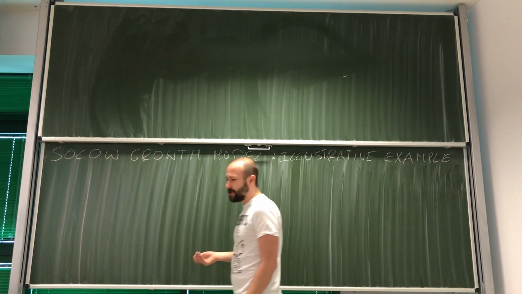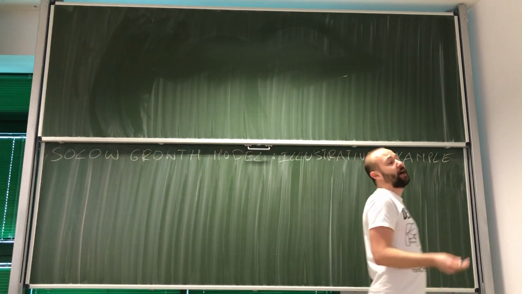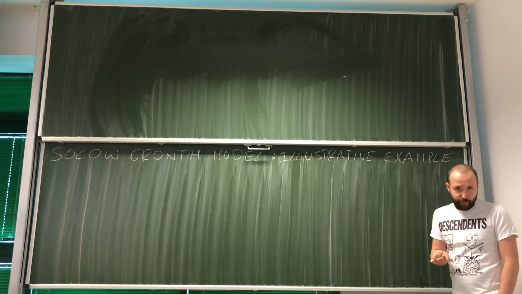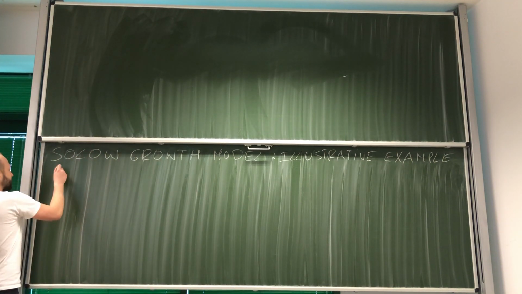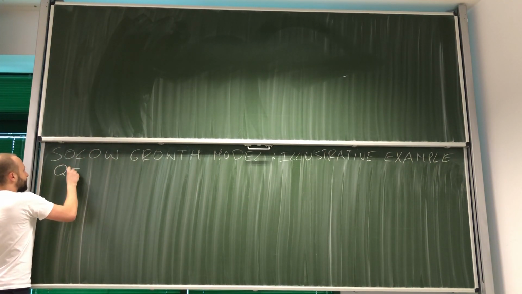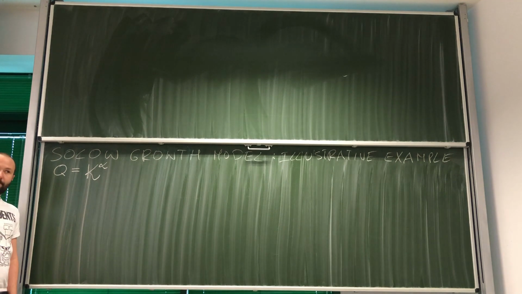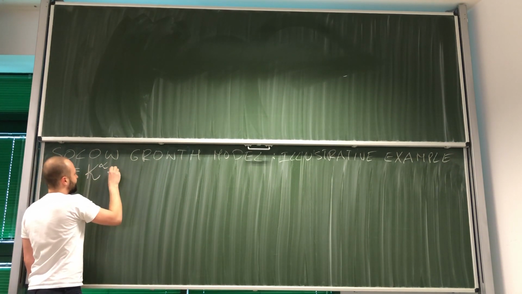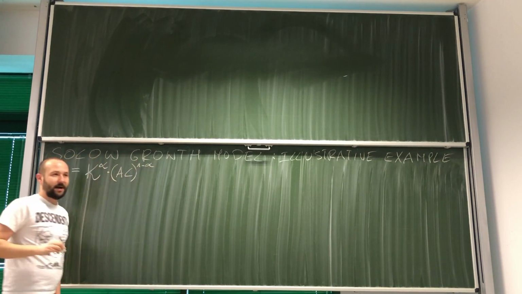So, this is the last thing you need to know, and we're going to do an illustrative example on Solow Growth. Basically, we're going to use a Cobb-Douglas production function to find the steady state level of capital per effective worker. Let's say that the production function we are dealing with is Q equals K to the power alpha times AL to the power 1 minus alpha.